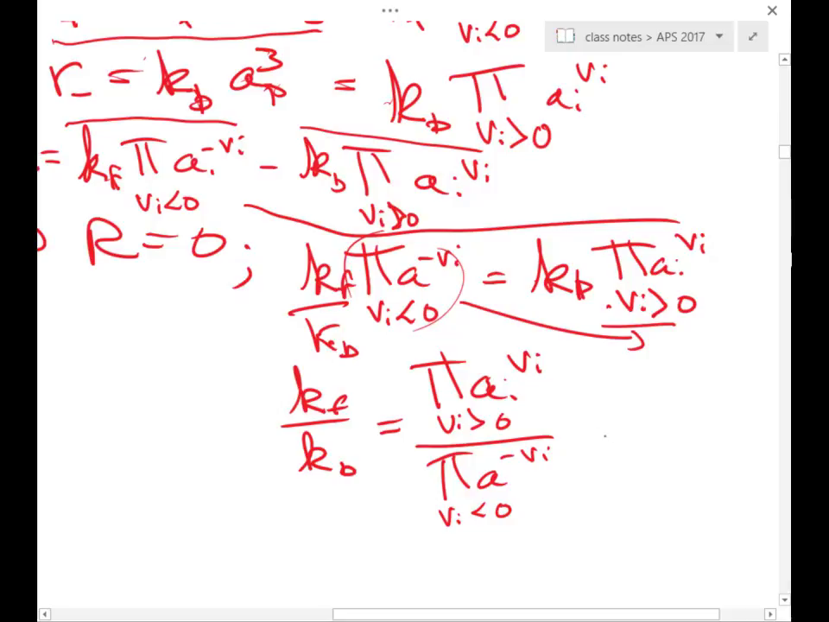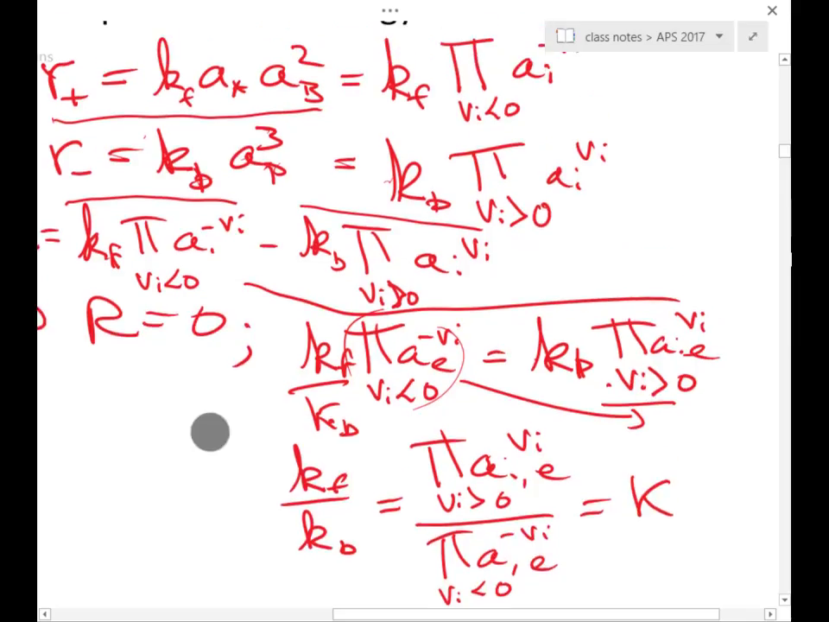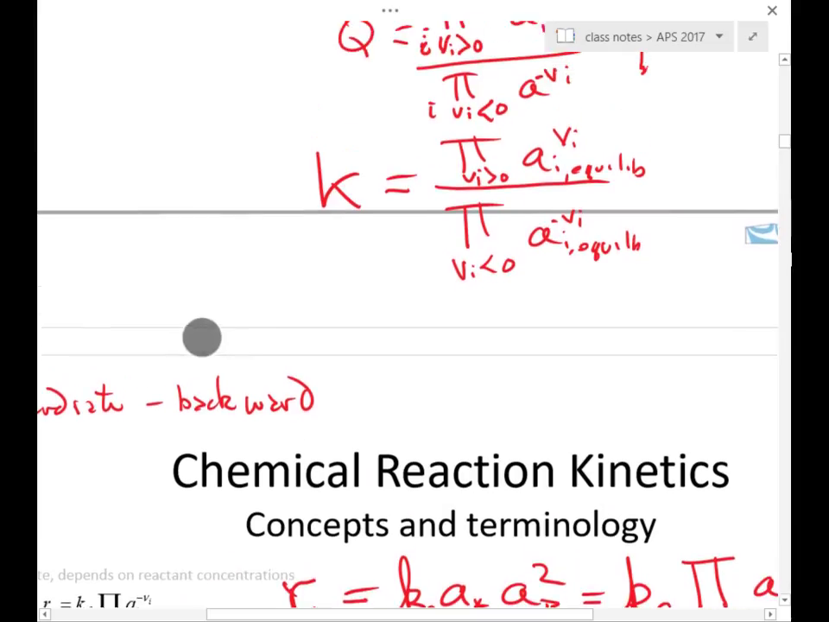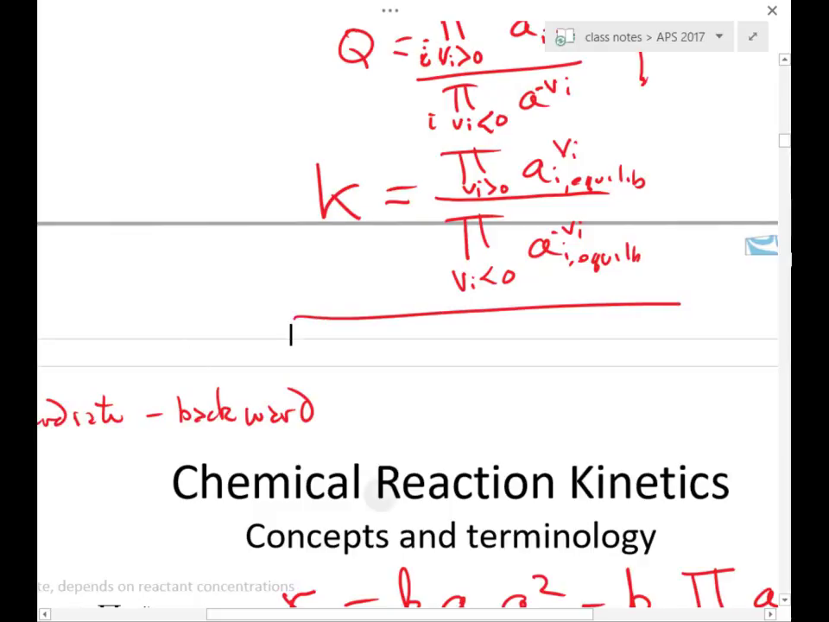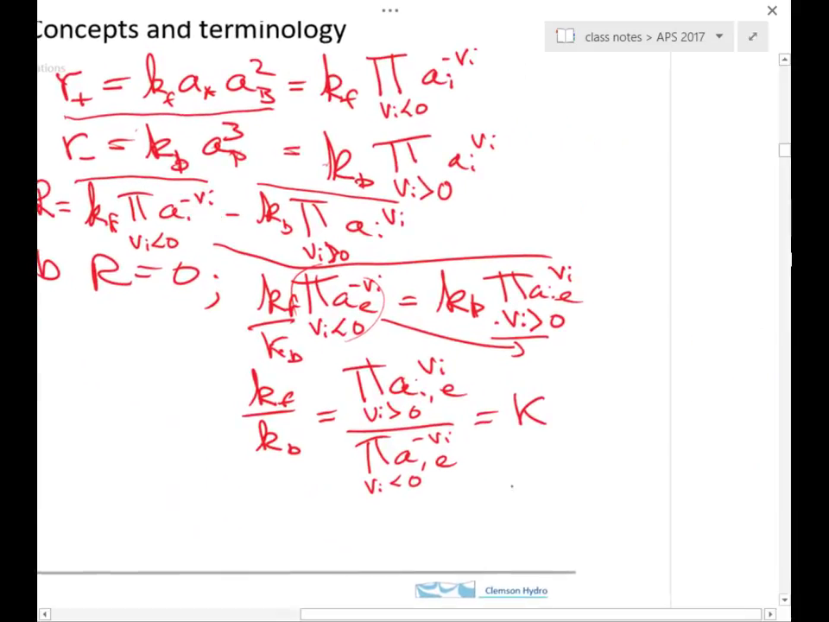Okay, and I'm sorry, these are at equilibrium. And that's the equilibrium constant. Okay, we had that up here. So this is equal to that, so there's the equilibrium constant. Okay, so what we get then is the equilibrium constant is equal to the ratio of these reaction rates. Okay?